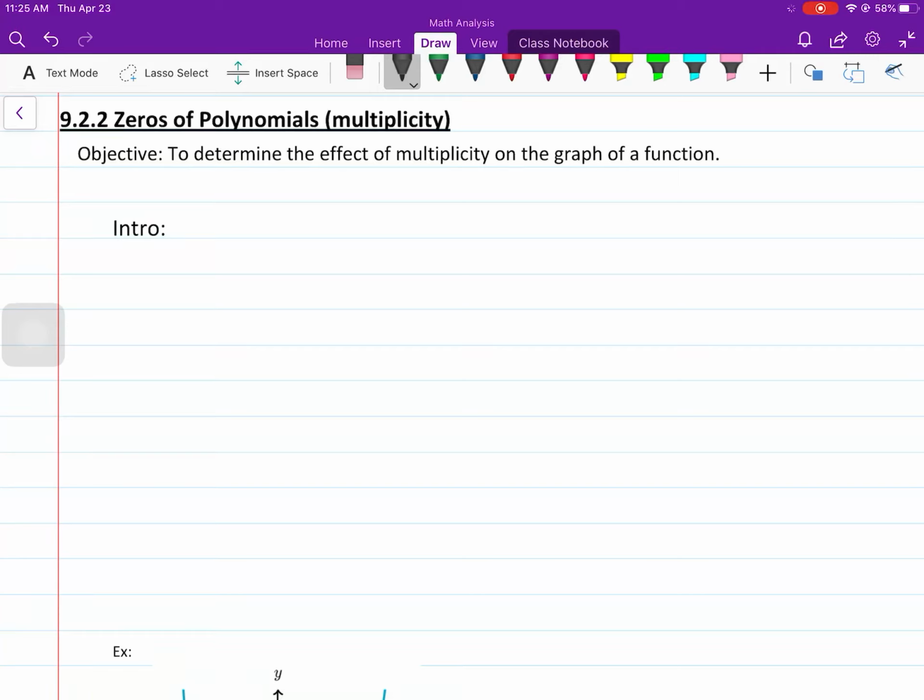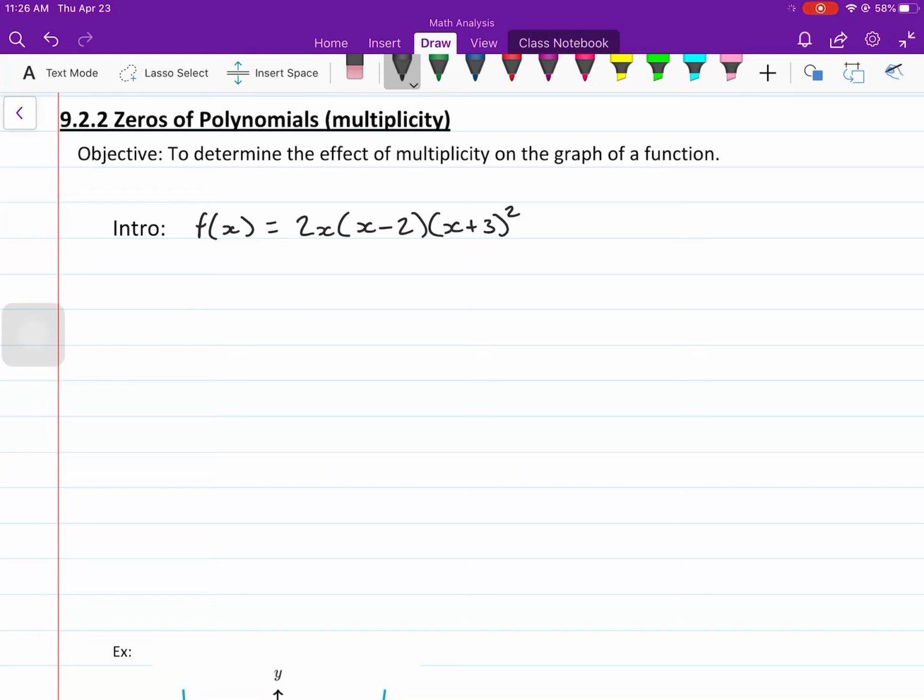In this video, we're going to talk about multiplicity of zeros. So in other words, what happens if that zero occurs more than once? So what would this look like? Well, what would this look like in factored form? For factored form, let's just say we have a polynomial f of x equals 2x times x minus 2 times x plus 3 squared.